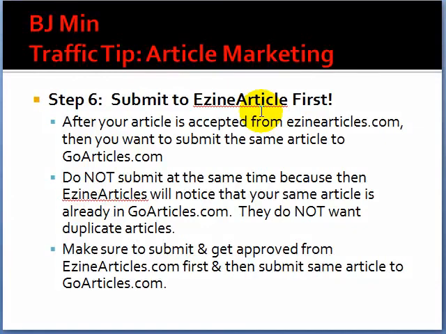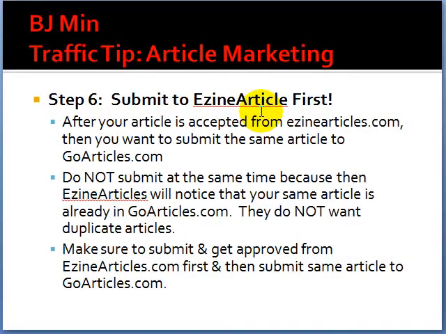eZine Articles likes to be the original article directory. That means when you submit articles to them, they will check throughout the entire internet to find out if there's any other article that is similar to their own. If there is, they won't accept your article. eZine Articles are very strict about it. They're more strict than other article directories because they're the top. They have to live up to their credibility and expectations as being the #1 article directory.